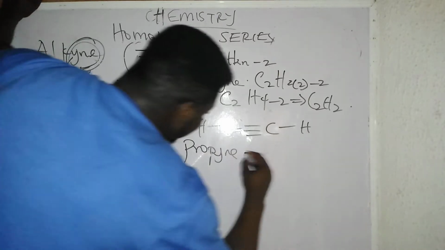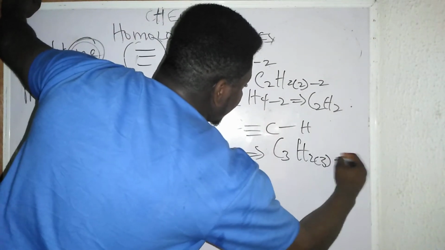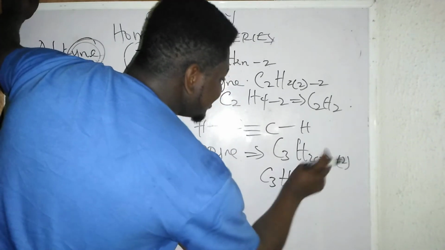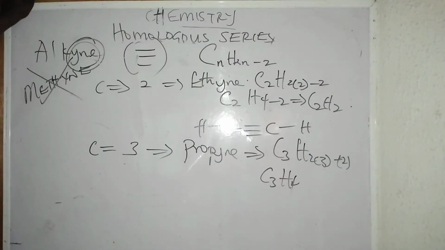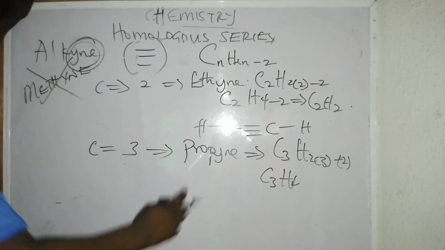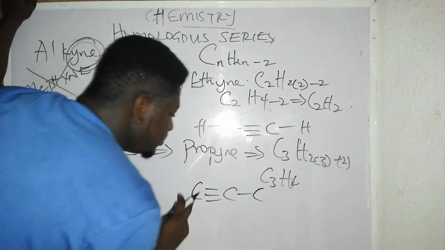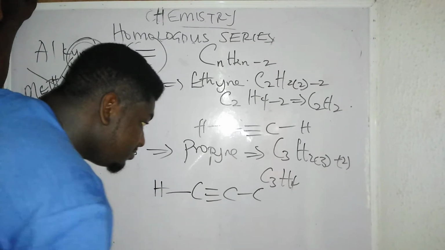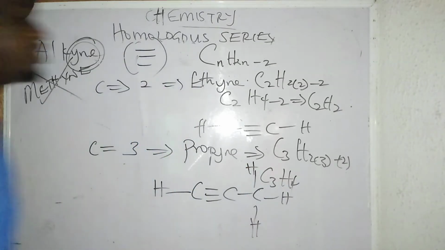So the formula for this is C3H2 times 3 minus 2. So this is C3H6 minus 2, which is C3H4. This is the formula for propyne, and it is drawn as this: 3 carbon atoms, 1 hydrogen, another hydrogen, another hydrogen, and another hydrogen.